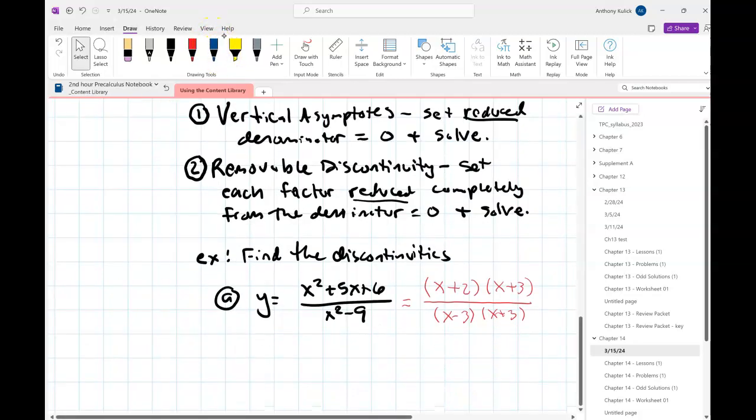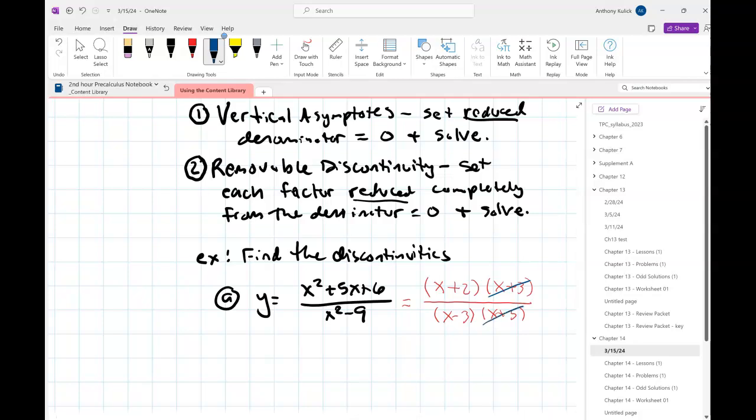What do we notice? The x plus 3's can cancel. So for my vertical asymptotes, I'm going to take the reduced denominator, set equal to 0 and solve. For my removable discontinuity, I'm going to take the factor completely eliminated from the denominator. That's the x plus 3. I'll set that equal to 0 and solve.